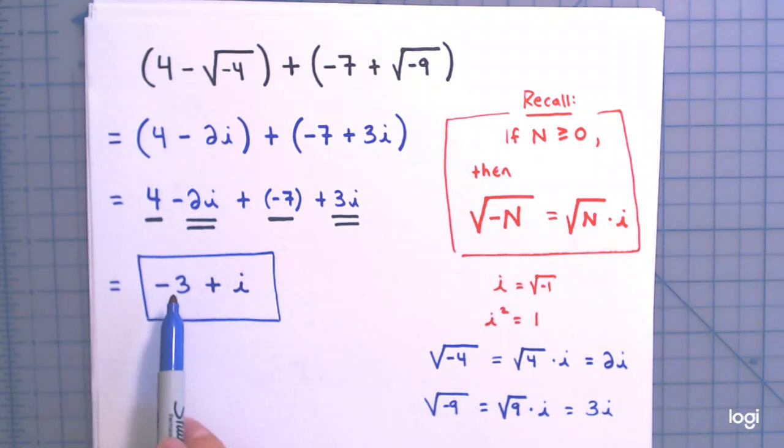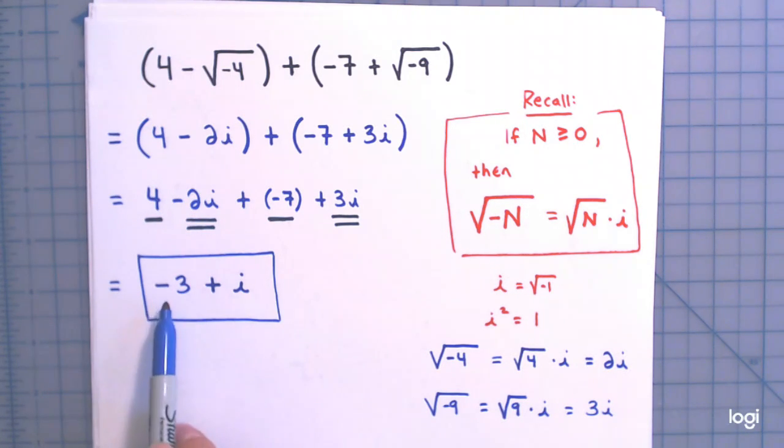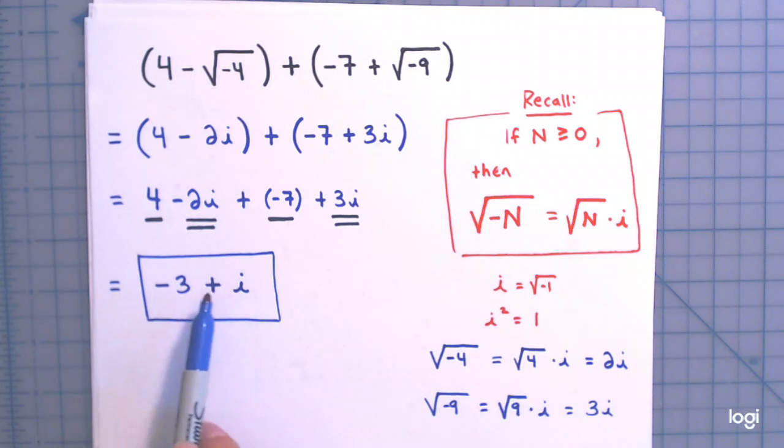And the real part of the sum is negative 3. The imaginary part is positive 1. The coefficient on i there is 1. And again, you don't put these together. One has i, one does not. Just like you would with variable terms in a polynomial.